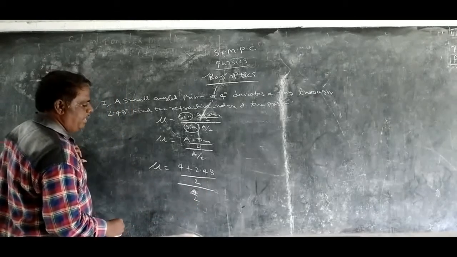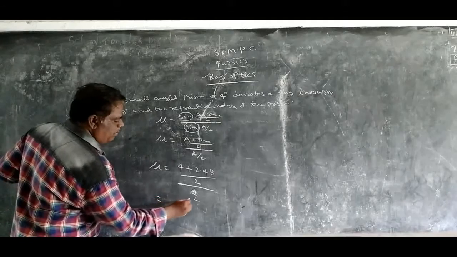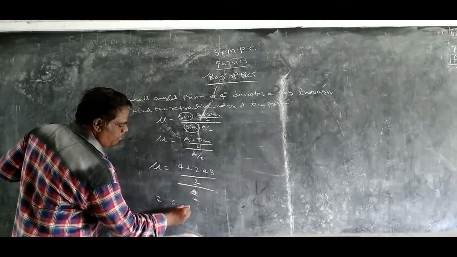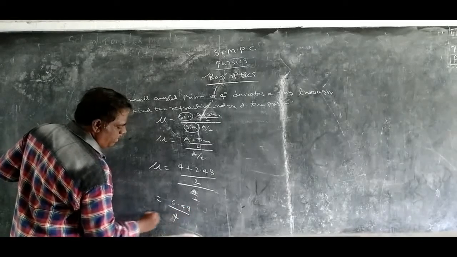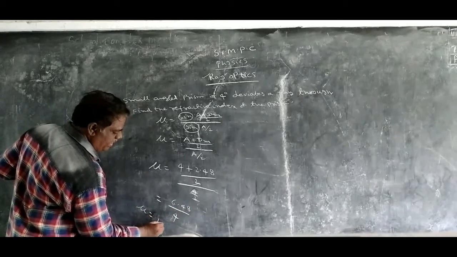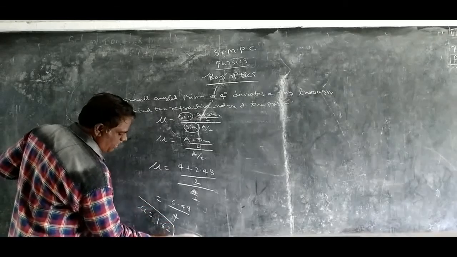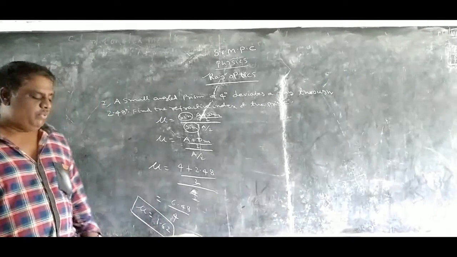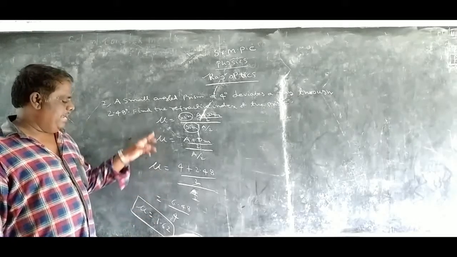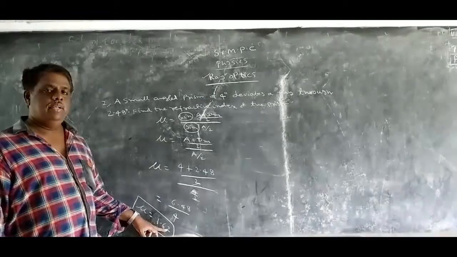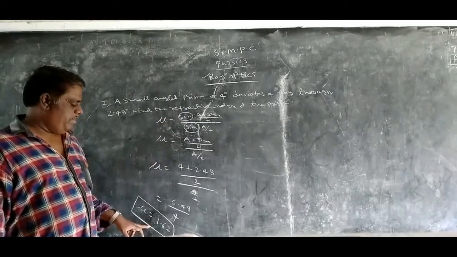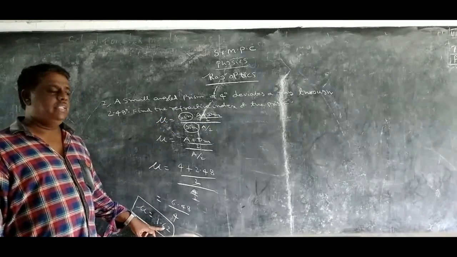Then the 2 gets cancelled. This will be 6.48 by 4. Then after solving we will get 1.62. Refractive index does not have any units, it is only a number. So the value will be 1.62. The refractive index of the small angle prism will be equal to 1.62.